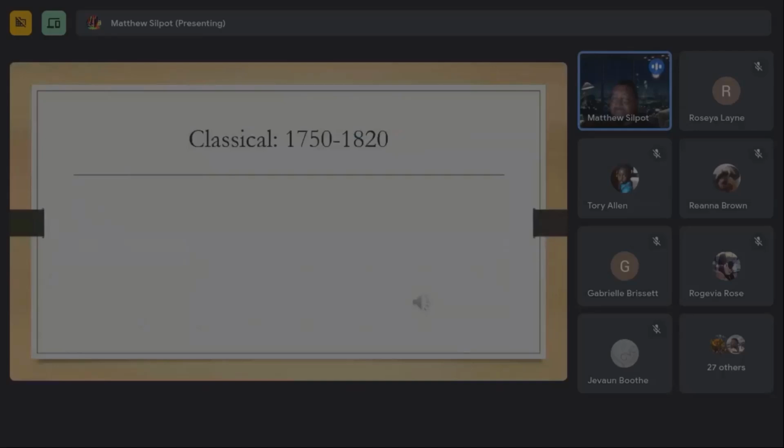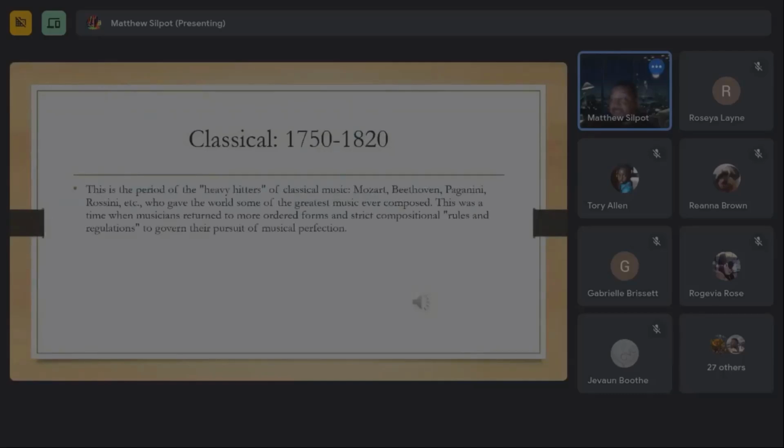So that's that. And next now we have the classical period, which was within the 1700s and the early part of the 1800s, right? So this listening exercise that we had earlier was from the classical as outlined. So we have Mozart, Beethoven, Paganini, Rossini. Also some of the big names that are within this particular period.